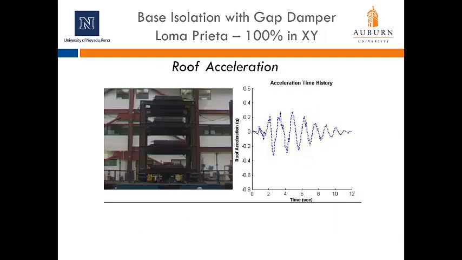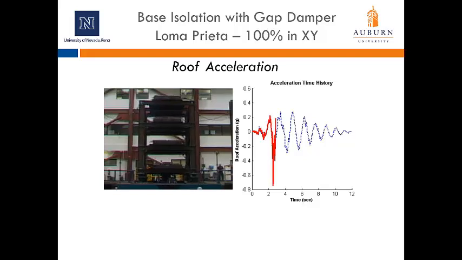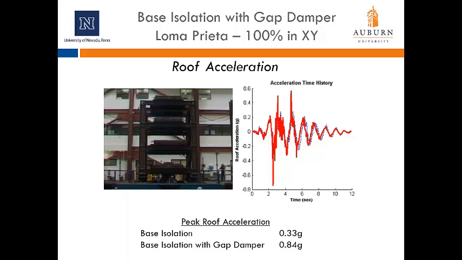Finally, the roof acceleration in this case. It's very similar to what we saw for X direction only. Acceleration spikes when the dampers are activated. The peak accelerations are similar to what we saw in the unidirectional case as well.